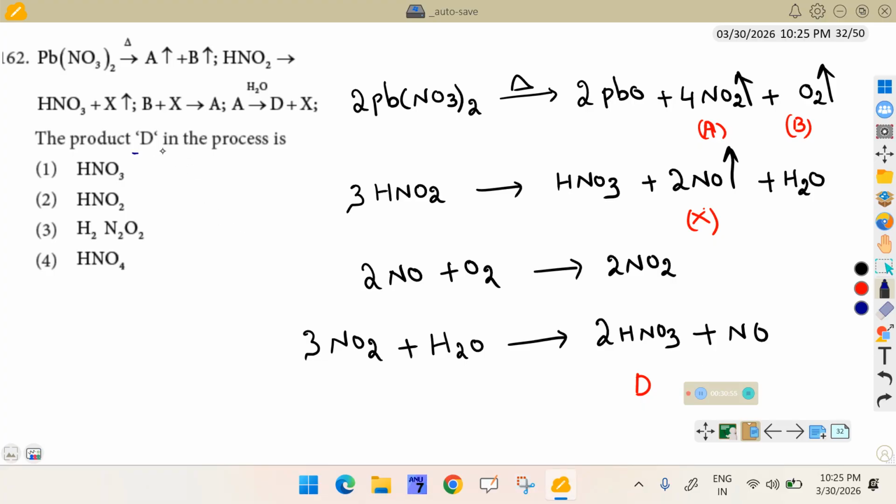The product D in the process is: lead nitrate on heating gives NO2 and O2 gases. Now HNO2 on heating liberates NO gas. B plus X, B is O2, X is NO, gives NO2. Now take the NO2, NO2 reacts with H2O, then it liberates HNO3. D is HNO3.